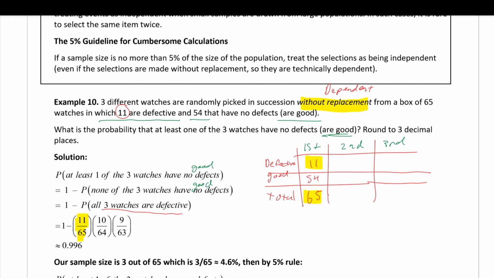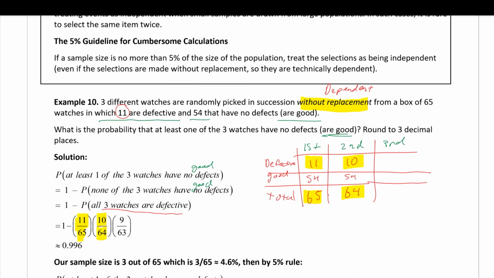And then we move over to the second selection. Again, we're not replacing that watch back into the box, so the probability does change. We no longer have a total of 65. We have 64. We have 1 less defective because we already took out 1. We still have 54 good ones. So the probability of getting a defective one is now 10 out of 64.